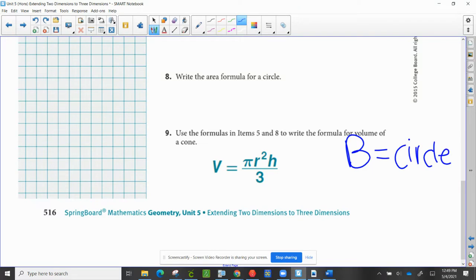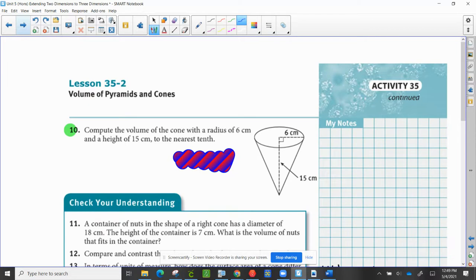So that's why it's pi r squared. So again, it's the same formula for a cone and a pyramid for volume. In this case, you're just changing out what big B is. Okay, big B is a circle. So I'm going to have you guys try number 10 here.